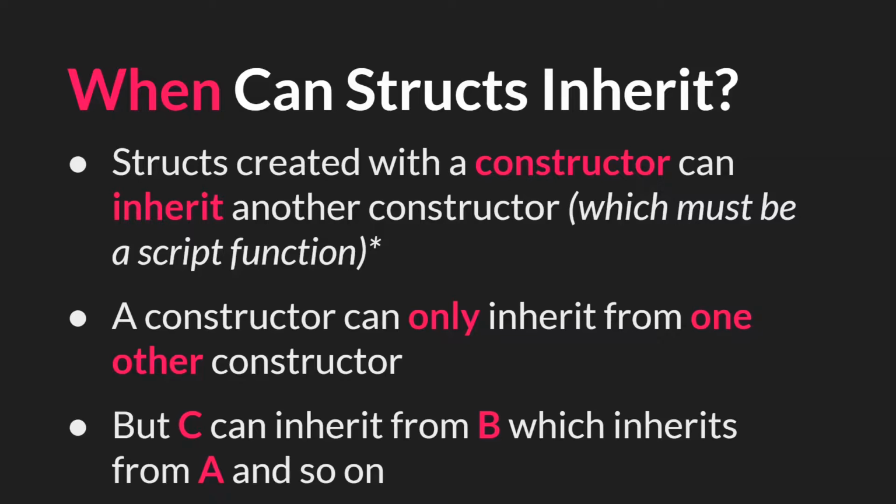Constructors can only inherit from one other constructor. So struct C cannot inherit both from A and B at the same time. However, you can have a chain of inheritance. So C could inherit from B, which could inherit from A, and so on.